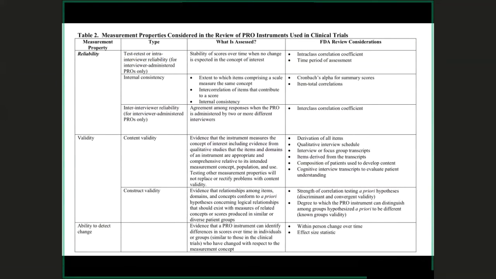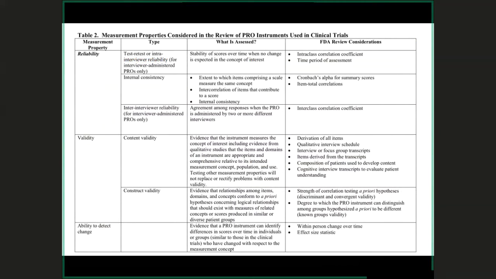So this also actually comes from the patient-reported instrument guideline from the FDA. But I think it's actually just a very usable and friendly way to think about measurement properties. I don't know about you, but I find measurement properties not to be the most exciting part of my day. But I think this does a good job of laying out test-retest reliability, what the validity is, construct versus content validity. And again, this is available on the FDA website.